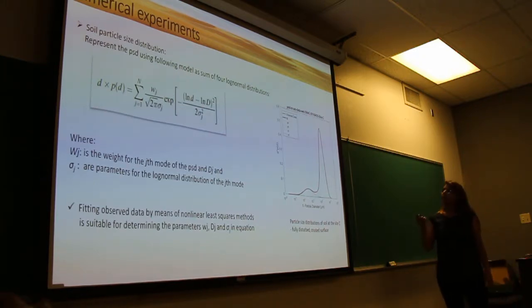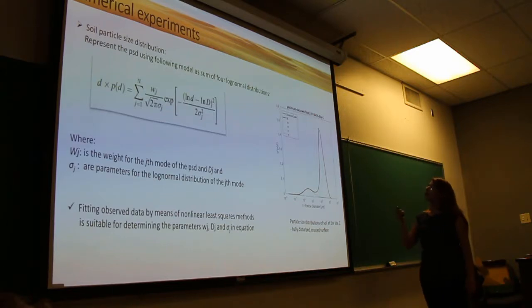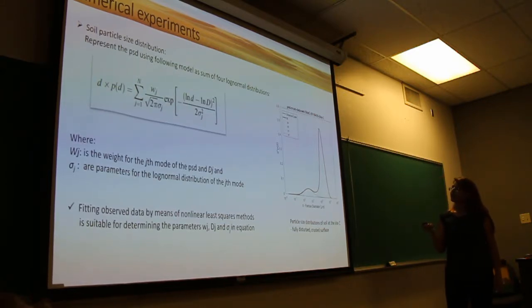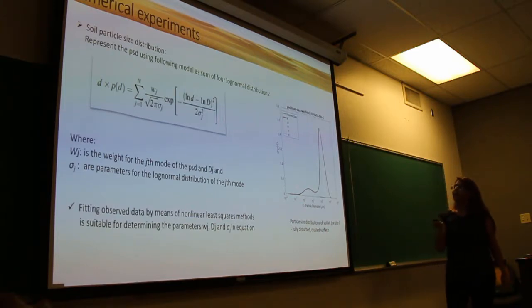You can see one example of these fits here. Here we have the particle size distribution of soil at our site for a crusted surface. The red line is the fit line, and the black line shows the observed data, and you can see that the black line has been covered completely by the fit line.